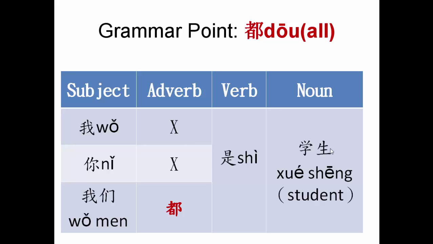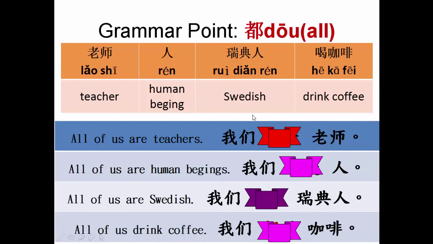我是学生. I am a student. 你是学生. You are a student. 我们都是学生. All of us are students. Remember? If we want to put do, we have to put it between the subject and the verb. Okay, so now let's practice this one.